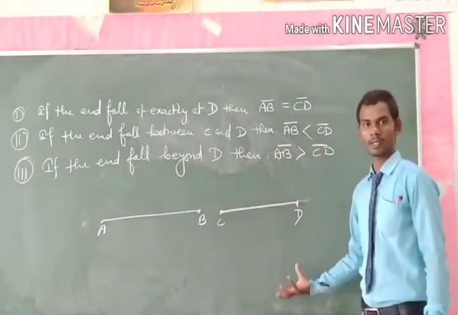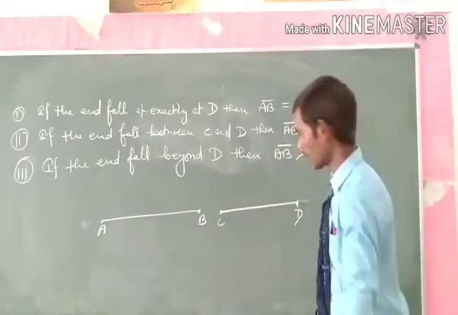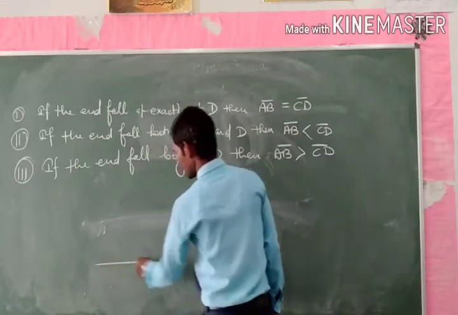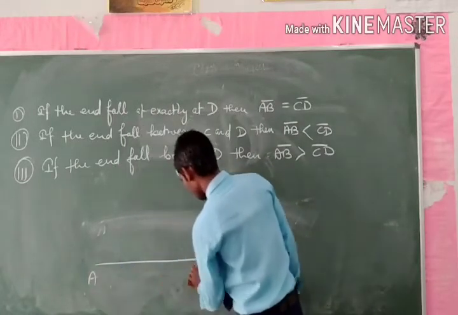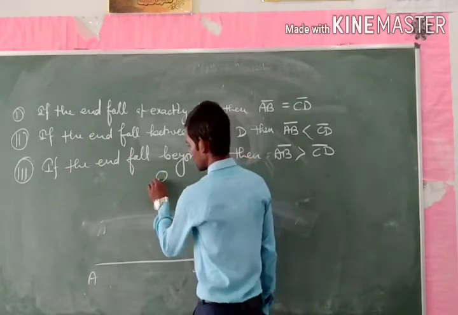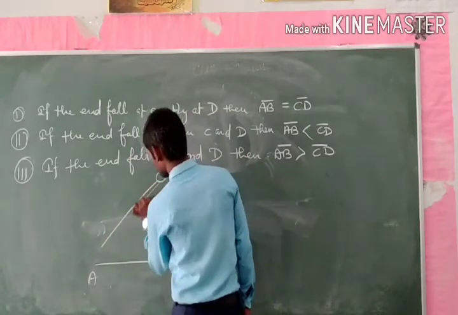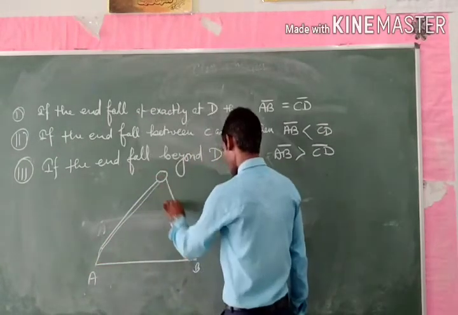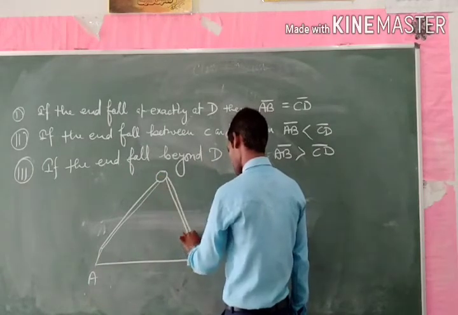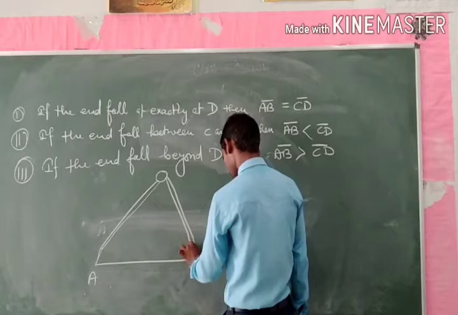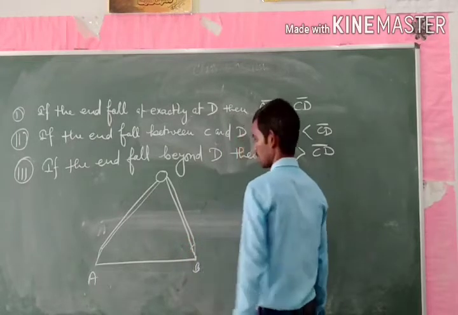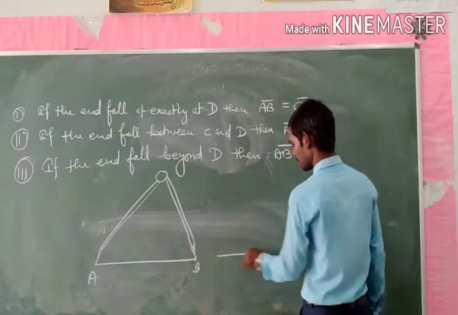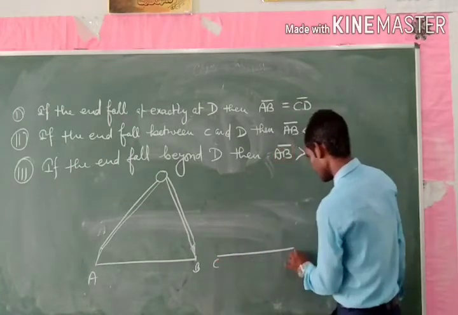Here you can also see by the figure, here I draw a line segment AB. This is the line segment AB, and this is the divider like this. This is the divider. Similarly, this is the line segment CD.